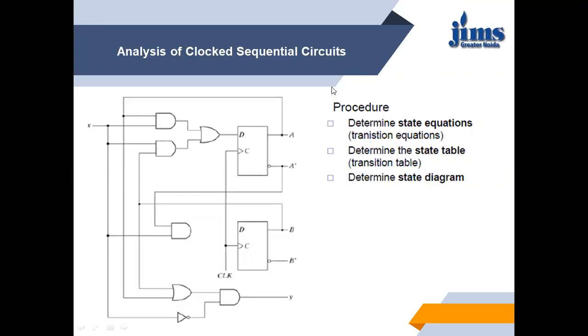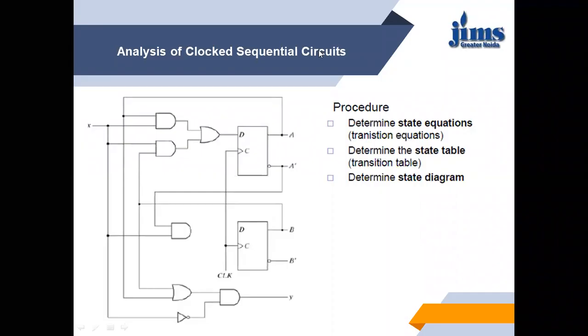Now we have one input X, that is the external input. We have one output Y, that is the external output. A and B are the outputs of the flip-flops. We have some feedback paths, where the output is fed back as an input. So this is all that is given to us, and we have to analyze this circuit diagram to see how this circuit will behave under different input conditions. So we use the procedure we discussed above, starting with determining the state equations.